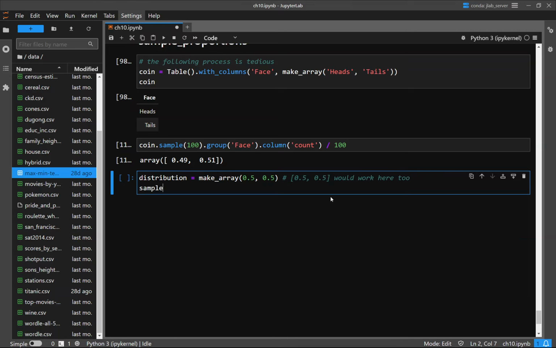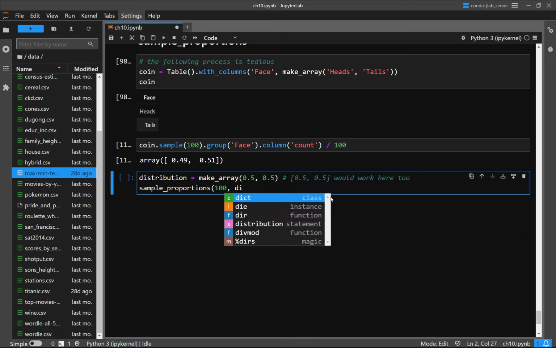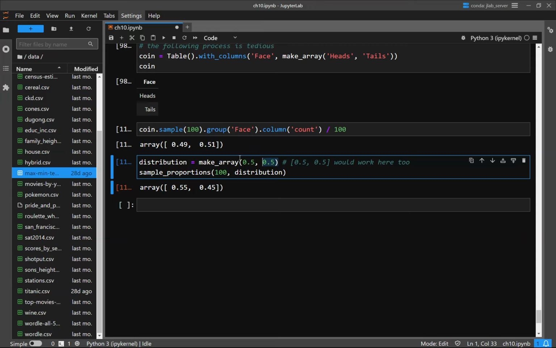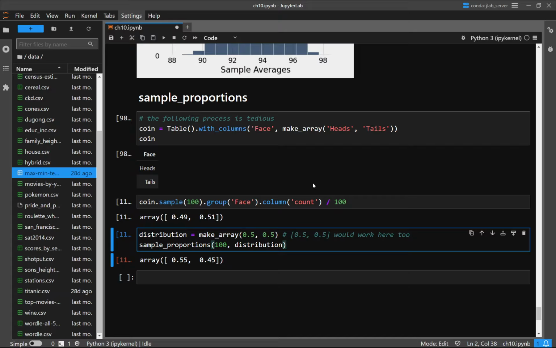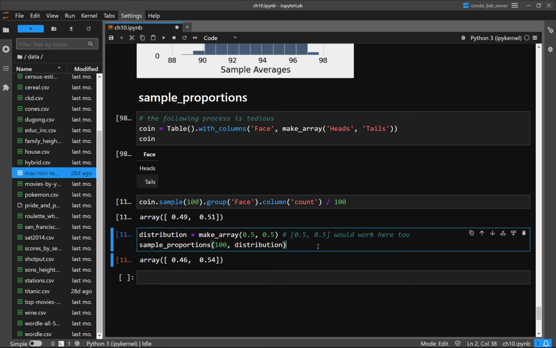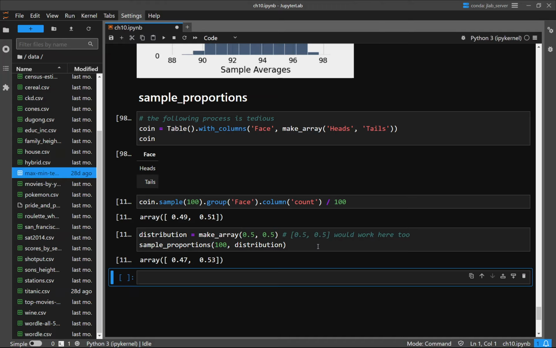And then you say sample proportions, and I want to do 100 samples, please, from my distribution. And this could have gone right there. I didn't have to make the extra variable, but that is that entire process. So much less typing. Isn't that nice? And you just remember which one was first. The first thing meant heads, the second thing meant tails. And of course, if you rerun it, you get different values. This time was exactly half and half, nice.